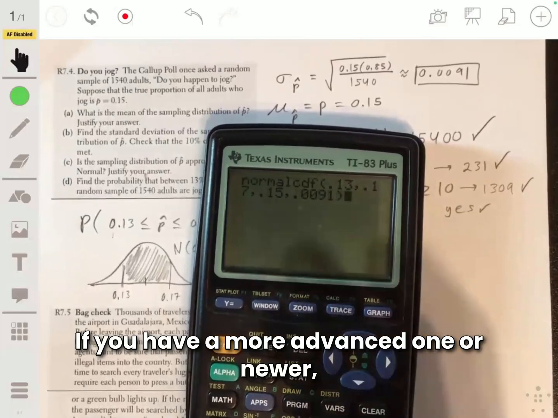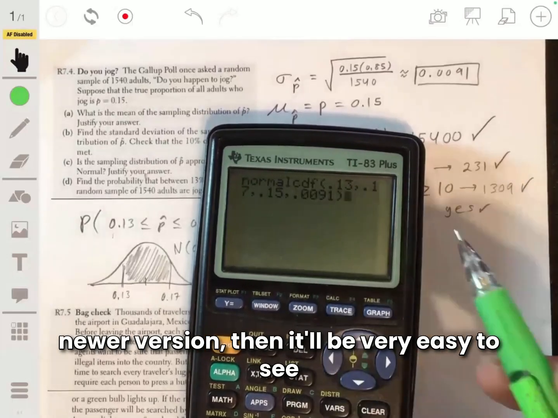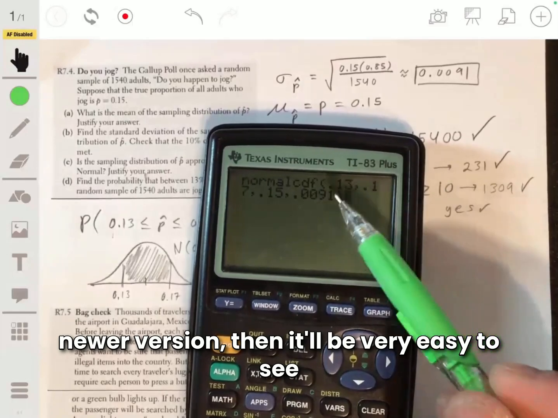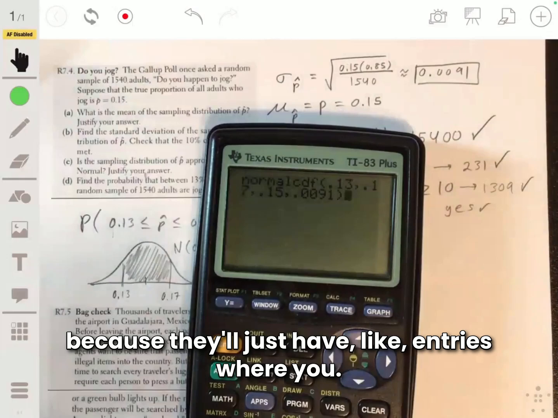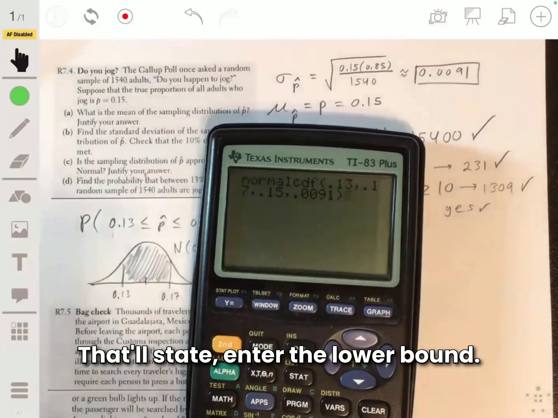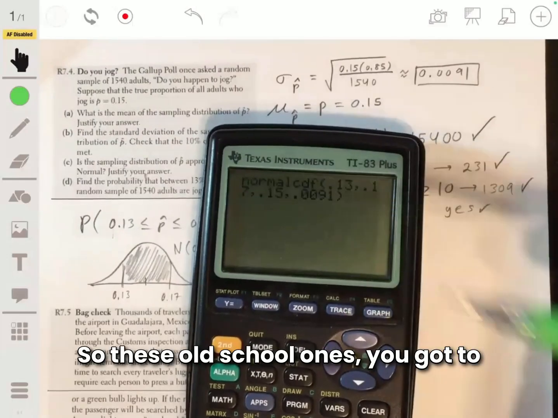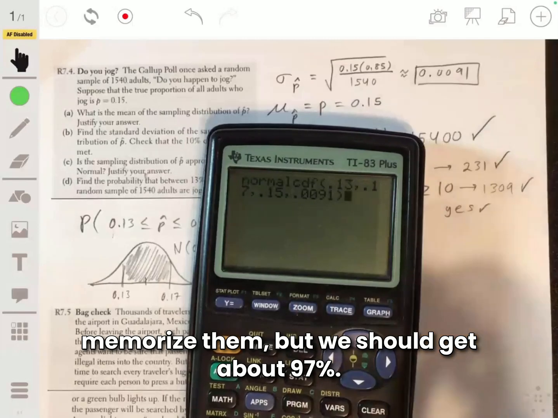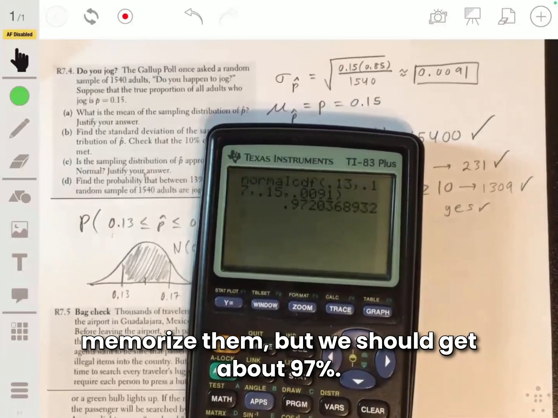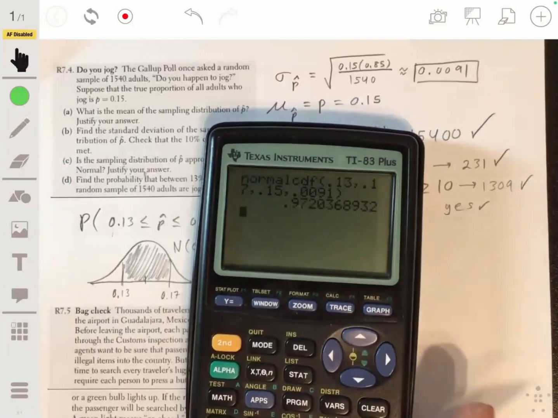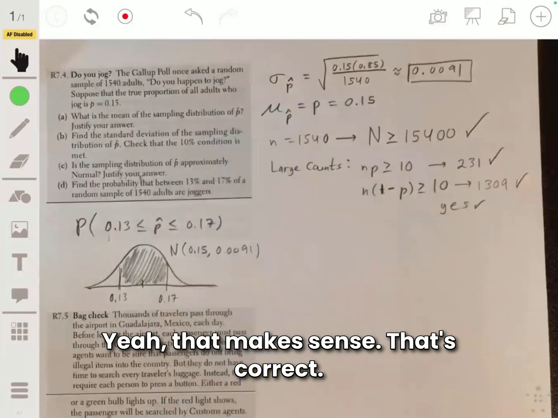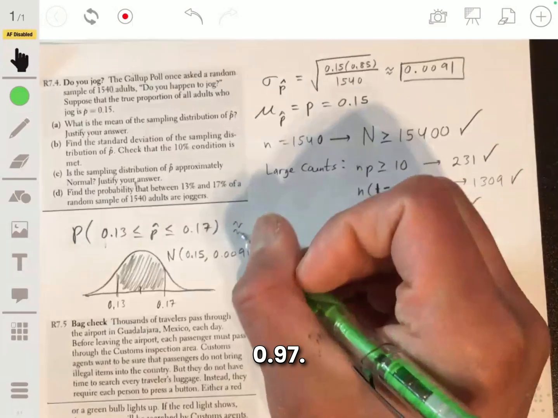If you have a more advanced or newer version, then it'll be very easy to see because they'll just have entries that state enter the lower bound, enter the upper bound. So these old school ones you gotta memorize them. But we should get about 97%. Yeah, that makes sense. That's correct. 0.97.